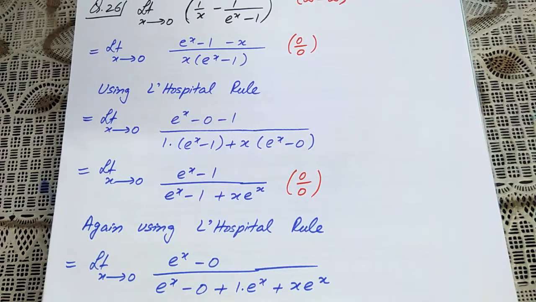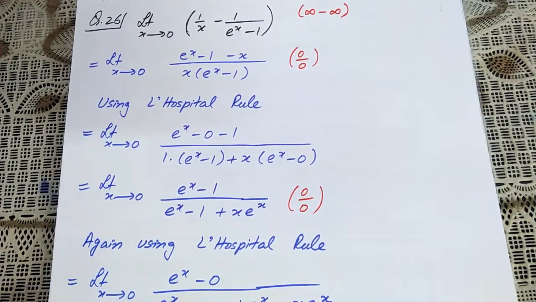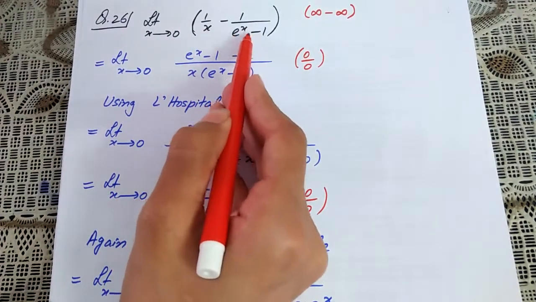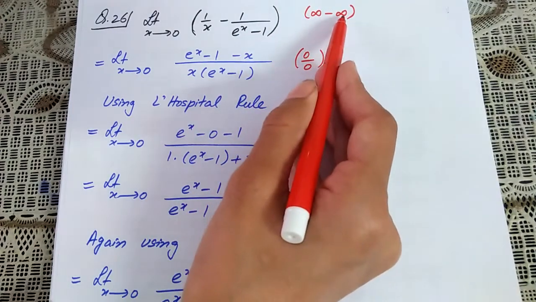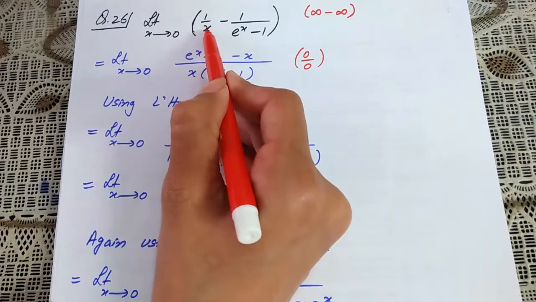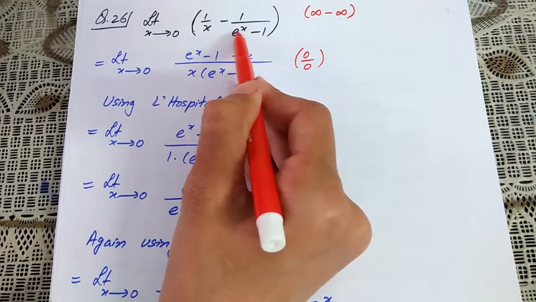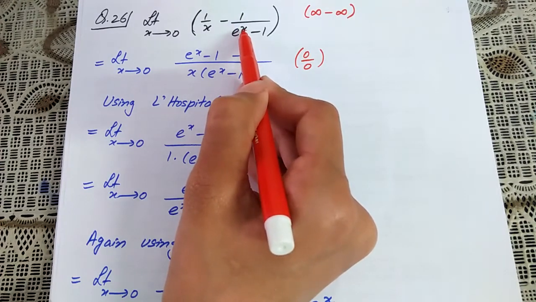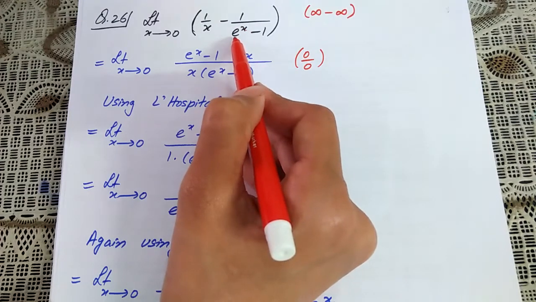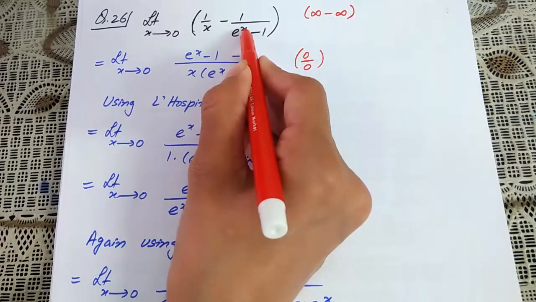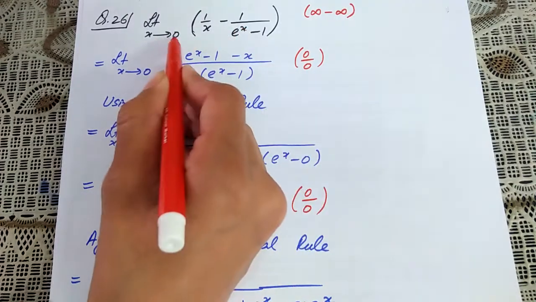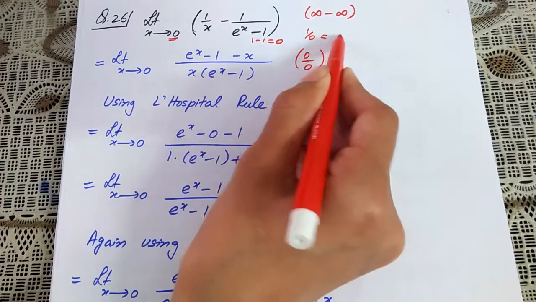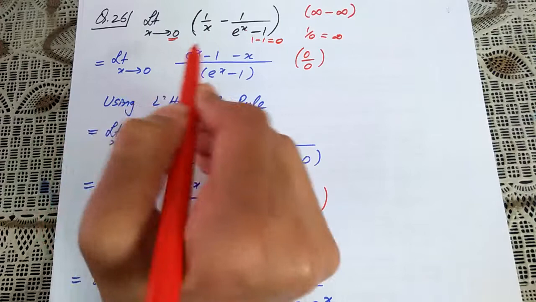Question number 26 says limit x approaches 0, 1 over x minus 1 over e raised to power x minus 1. This is infinity minus infinity form. Because 1 over 0 is infinity, and e raised to power x minus 1 is e raised to power 0 because we have 0 here. E raised to power 0 is 1. So, 1 minus 1 will be 0 and 1 over 0 is again infinity. So, we will get infinity minus infinity form.